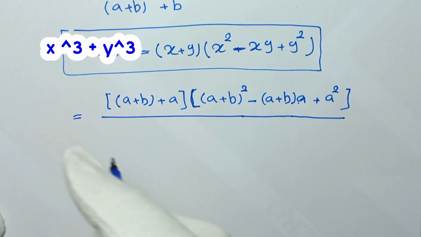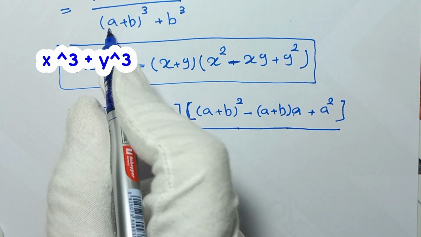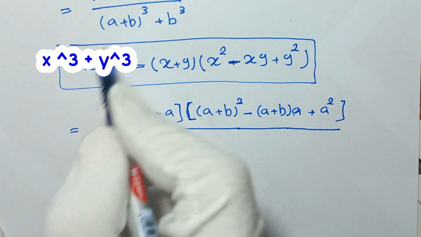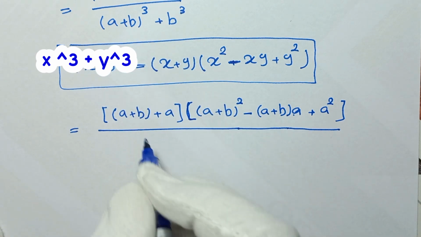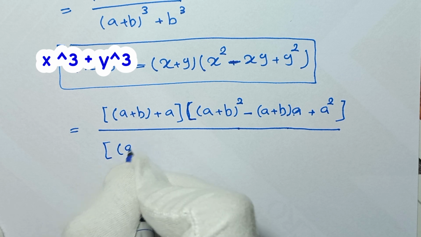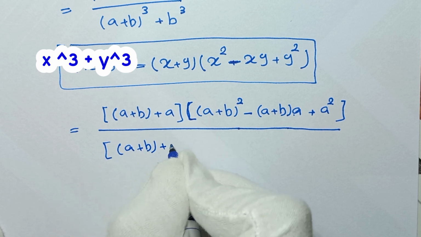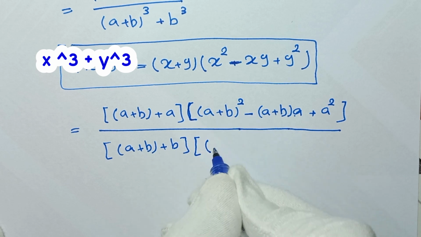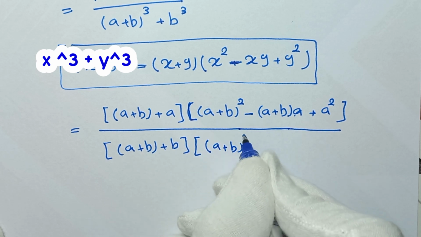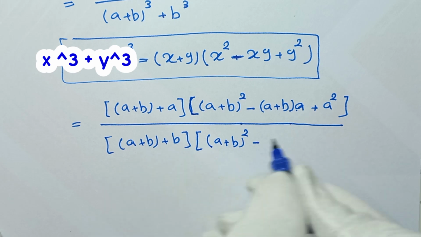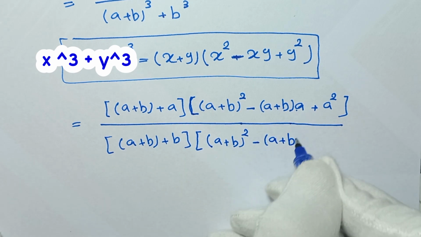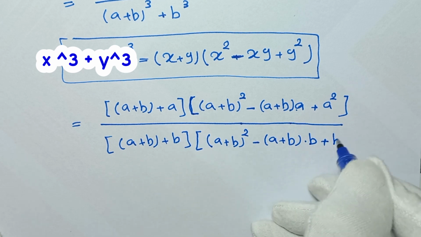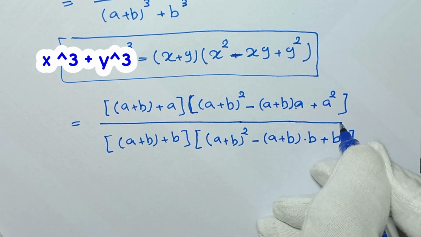And over in here, we have a plus b to the power of 3 plus b to the power of 3. And from this formula, a plus b is x and y is b. So we can write a plus b plus b, times a plus b to the power of 2 minus this times this, it will be a plus b times b, and plus this to the power of 2, it will be b squared.